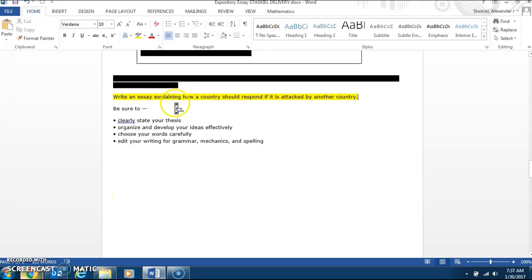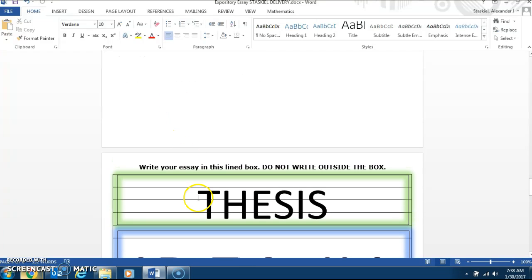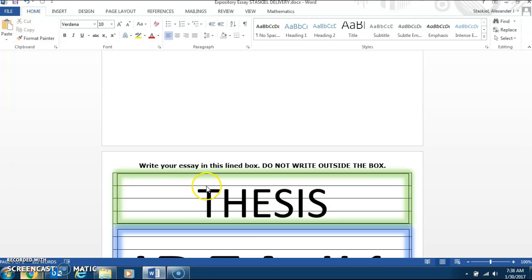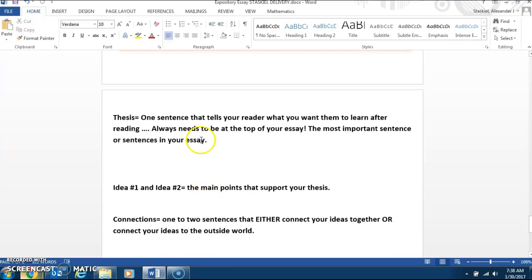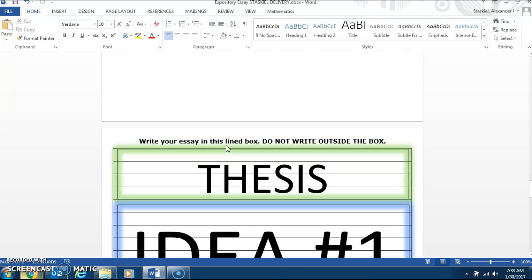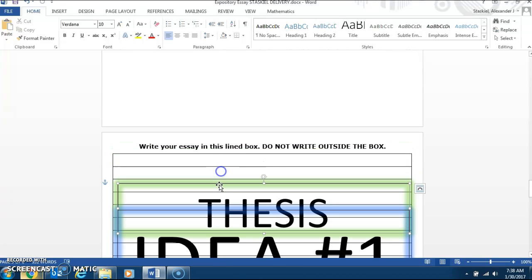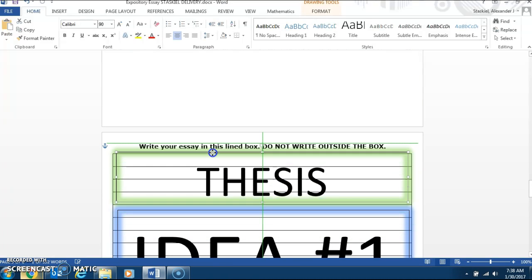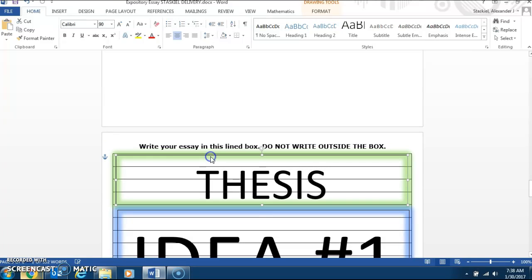So, if I was writing this essay, the first thing I would have is this thing called a thesis. It takes up about 1, 2, 3, or 4 lines. And your thesis is 1 sentence, maybe 2 sentences, that tells your reader what you want them to learn after reading. It always needs to be at the top of your essay, and it's the most important sentence or sentences in your essay. It's right here, comes right at the very top.